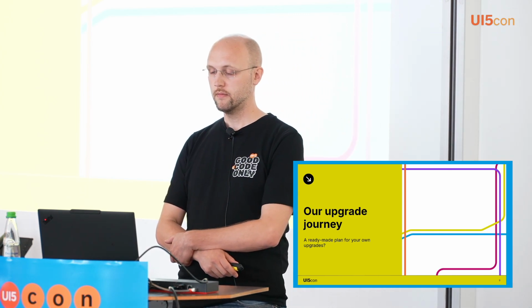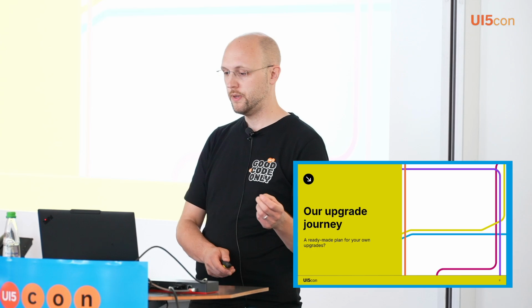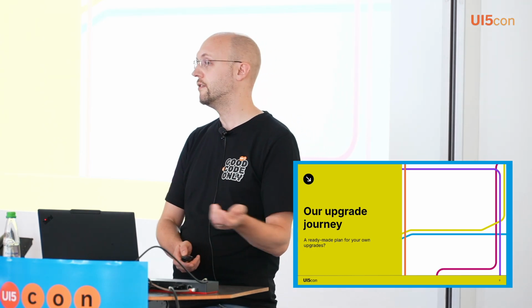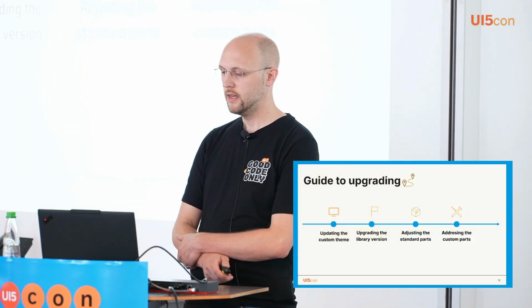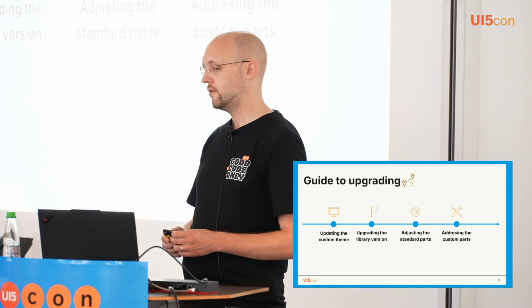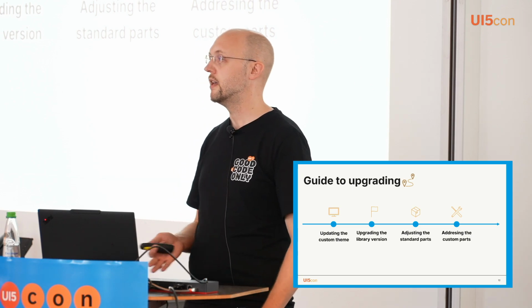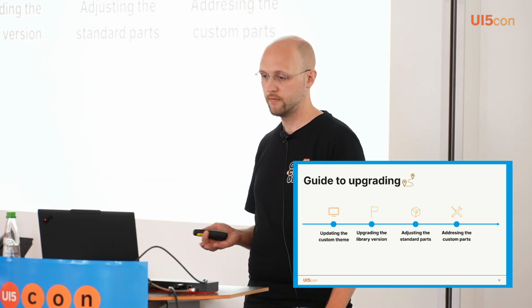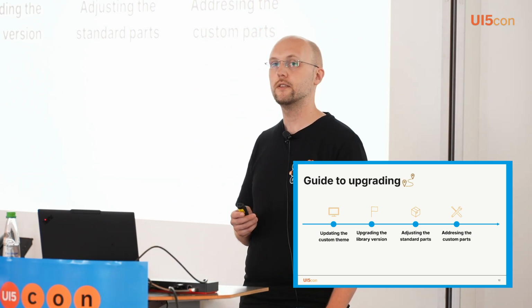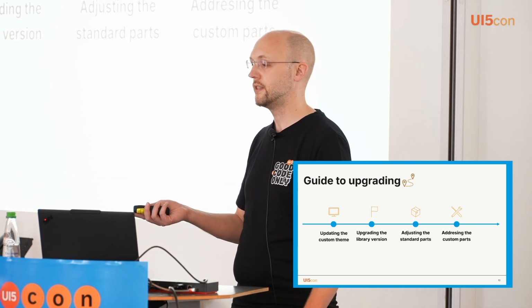I will present our plan, and now retrospectively it could be used as a guide to upgrading. So this guide has basically 4 steps. What can we do to get to our goal? First, we did upgrade the custom theme. Then we went to upgrade the library version. And then the remaining steps were concerned with getting the app to work again as expected.